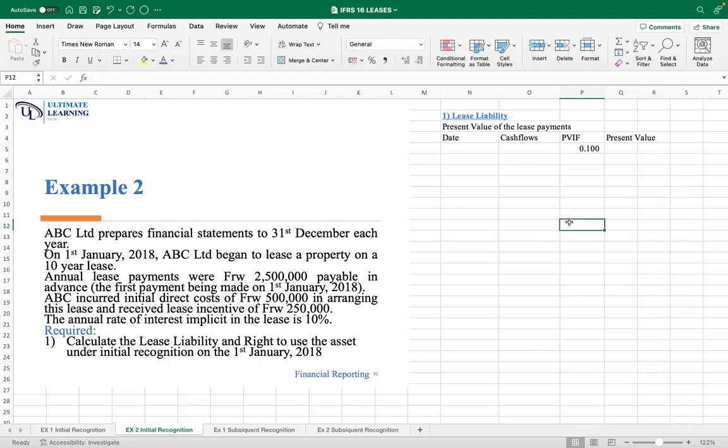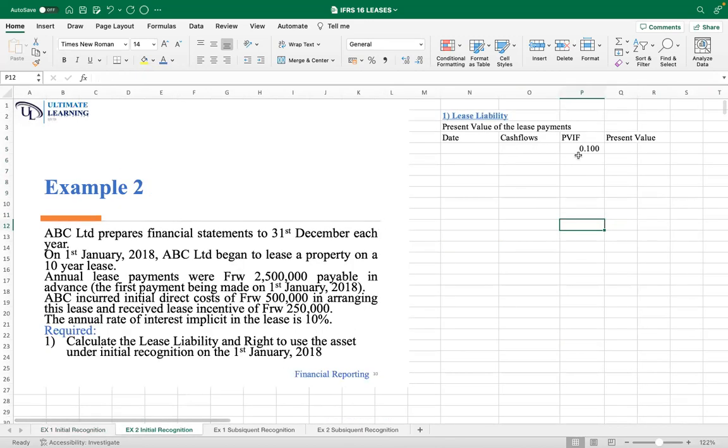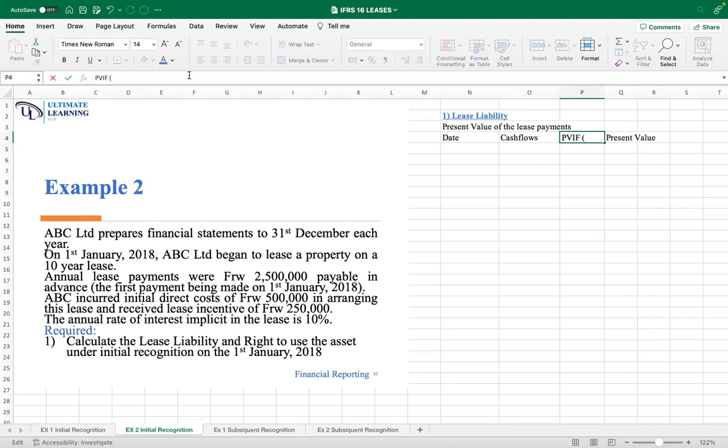And this is an annuity. Why is it an annuity? We were making payments of 2.5 million. Remember, example 1 was not an annuity because in the 3rd year, the amount was different. But in example 2, it's an annuity. What is an annuity? An annuity is a constant sum of money received for a certain period of time, or paid for a certain period of time.